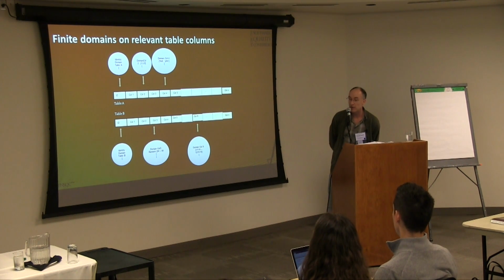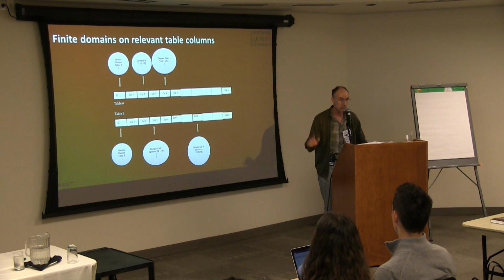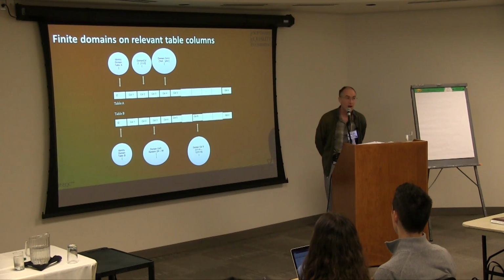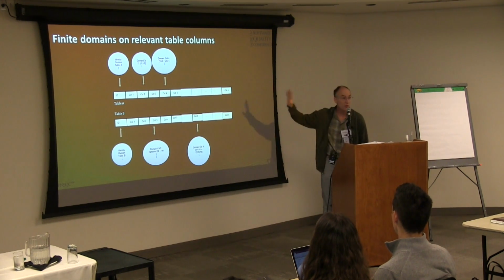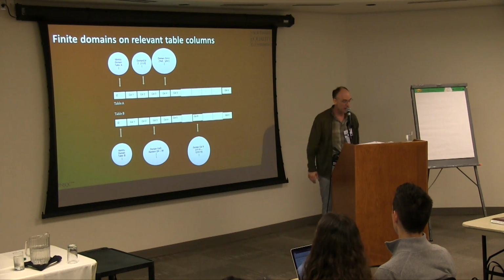Now, in this case, on table A, we're defining a finite domain on column 2 to be values 1, 5, and 9. Arbitrary example here. Column 4 would be Fred and John. Everything else we don't care about. We do something similar on table B.